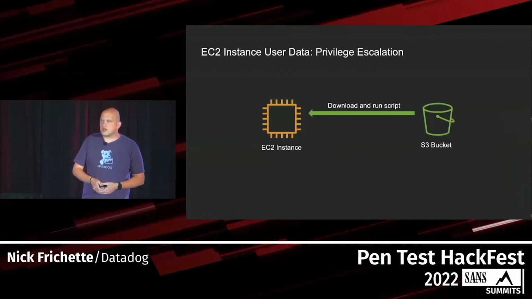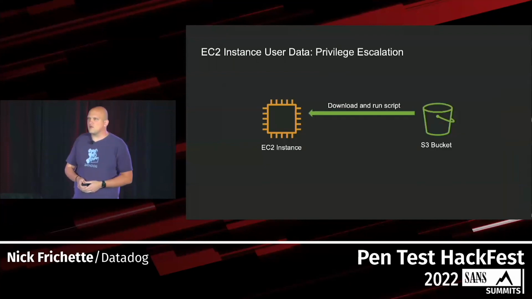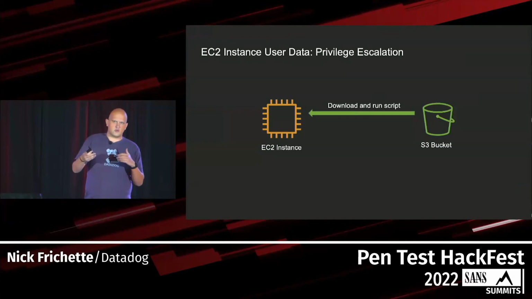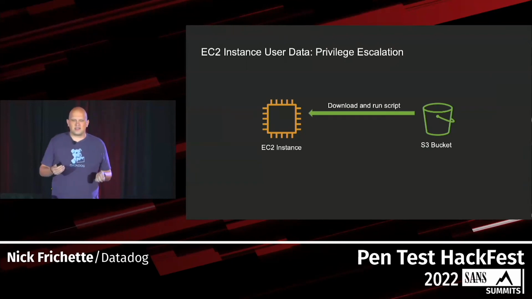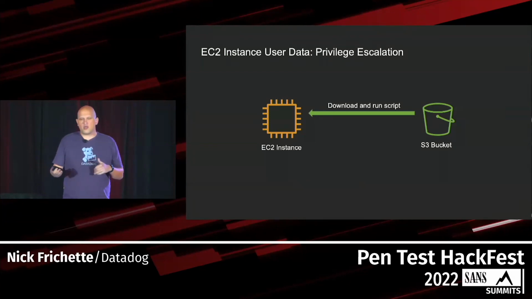Additionally, user data also lends itself very well as a privilege escalation vector. I mentioned it's a script that's run the first time an EC2 instance is started, or with some configuration every time it reboots. It runs as root, which is great. And so that could be an excellent privilege escalation vector. There are a couple of different ways it can go down, the most boring of which is you stop the instance, you change it, and you bring it back up, and now you have root.